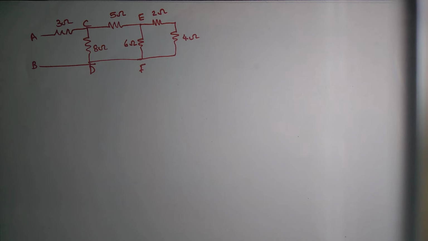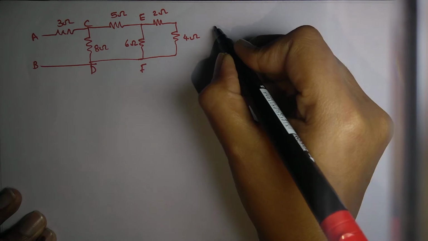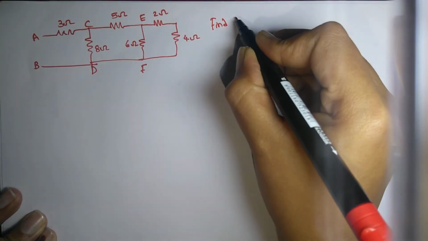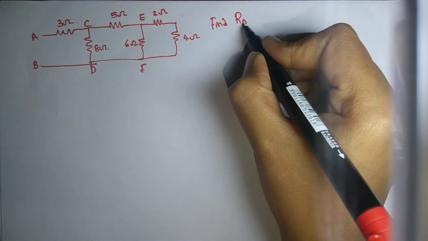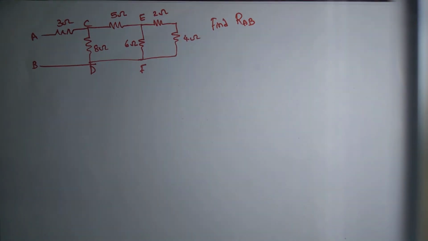Hello, good morning. So this was our first question. We have to find out the equivalent resistance. Our question was to find out equivalent resistance, that is RAB, the resistance across A and B.